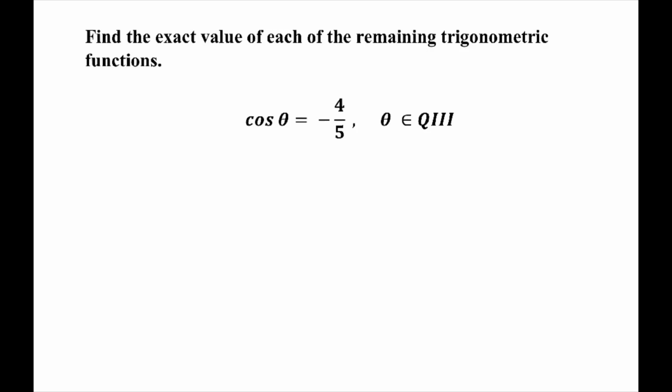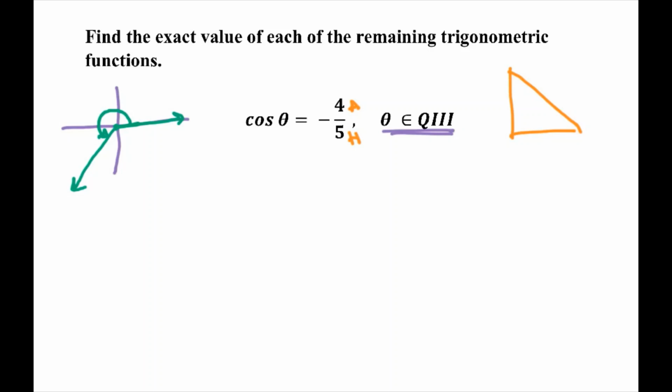So if I draw something here, they said theta is in quadrant 3. If I draw an angle in quadrant 3, it has to be in standard position. I'm talking about this angle from here to here. Since this is cosine, that's adjacent over hypotenuse. So if I create a right angle triangle, and let's say this is my theta, then this is the opposite, this is the adjacent, this is the hypotenuse.